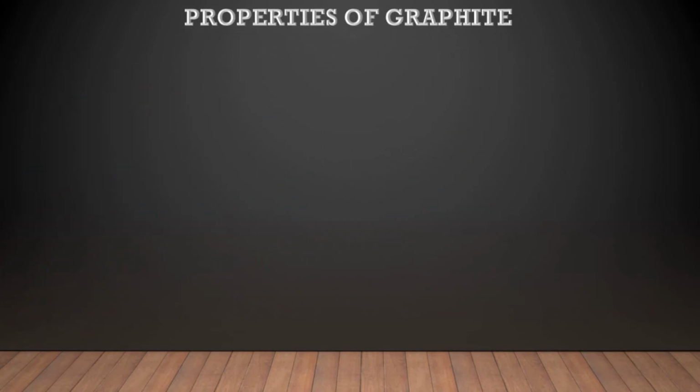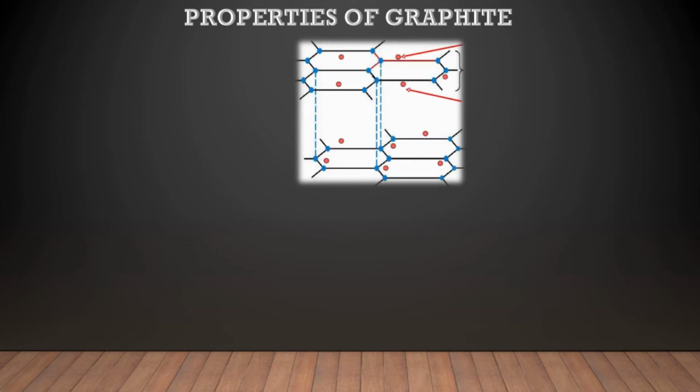Let us study various properties of graphite. In graphite, every carbon atom is bonded to other three carbon atoms in such a way that hexagonal layered structure is formed. Inside each layer, free electrons are continuously moving within the entire hexagonal layer. And that is why graphite is a good conductor of electricity.